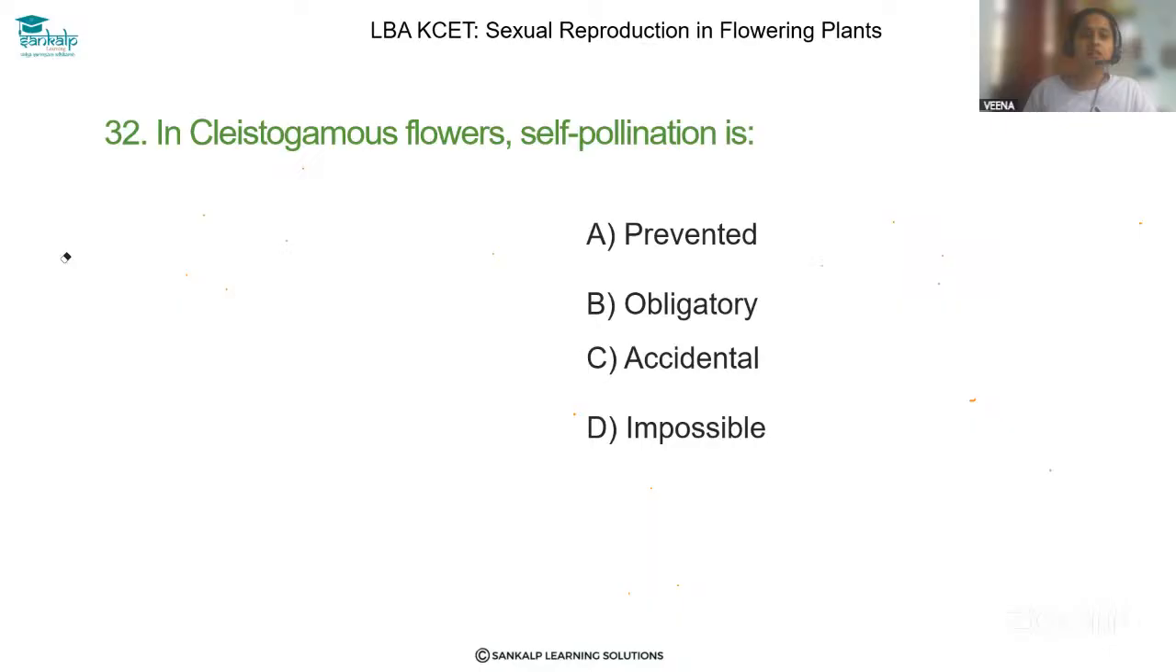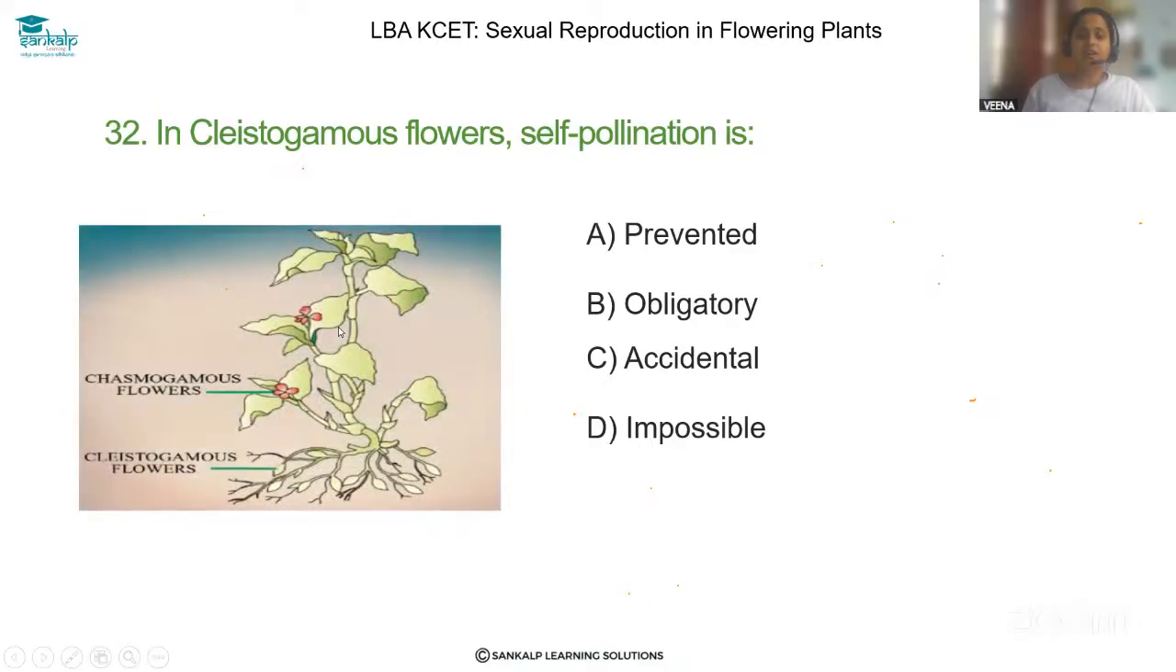Let's solve question 32. In a cleistogamous flower, self-pollination is. Dear children, just understand the meaning of cleistogamous. Observe the image here, labeled as cleistogamous flower. If you observe, these flowers are always closed ones.